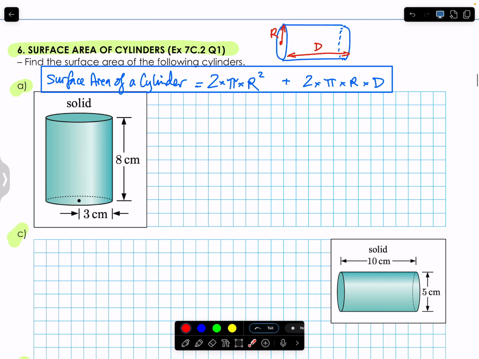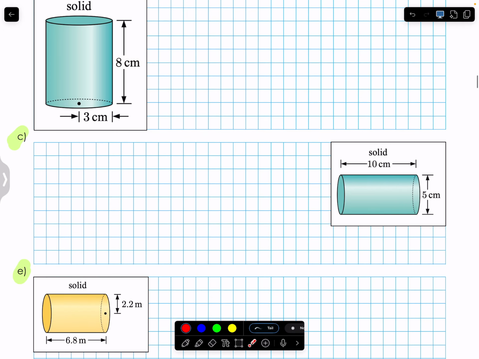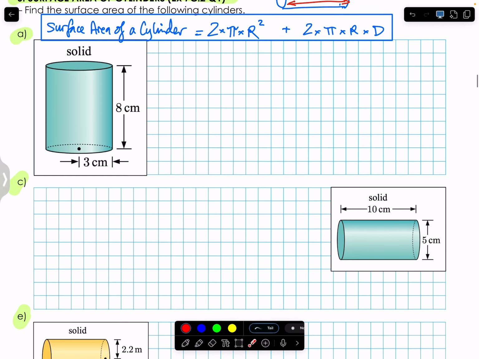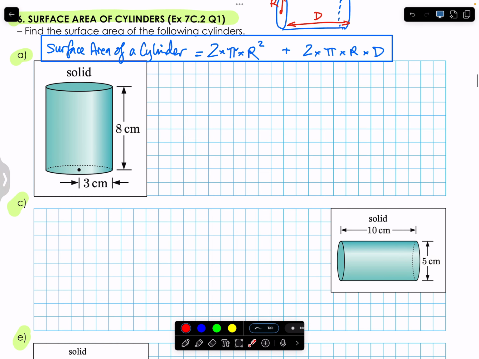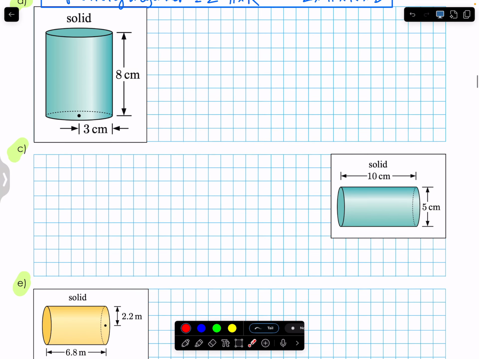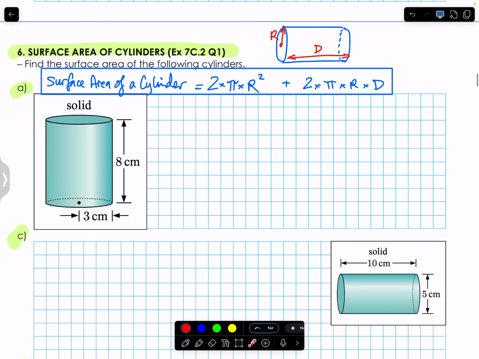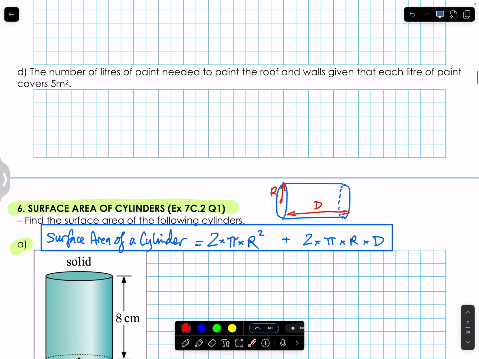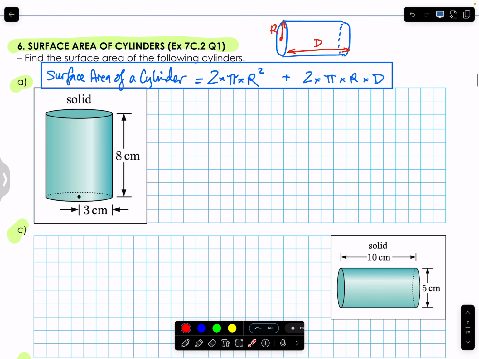All I'm asking you to do today is answer these 3, A, C, and E, after I've demonstrated the first one. I'm literally going to give you the answer to A, okay? Well, not the full answer. I'm going to give you the working out. You need to find the answer on a calculator. The rest of them you find yourself. And then after you've done those 3, go back and answer anything that's still blank on your booklet.